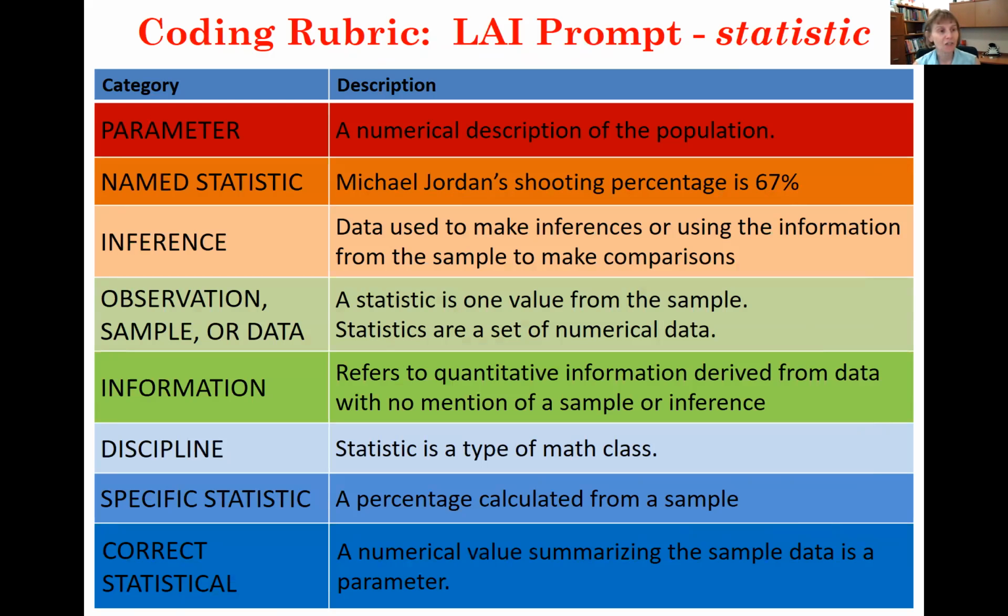Students will define statistics, the discipline. It's the art and science of making meaning from data. Then they'll tell us that a statistic is a piece of information. Again, we've got this category that it's an observation or the sample or the data. There are students who will tell us that a statistic is something we need for inference. They'll name a statistic like Michael Jordan's shooting percentage, and we call that different from being a specific statistic. If they tell us about somebody's batting average, we call that a named statistic. If they're talking about a specific value that came out of a sample, that's where we get to specific statistic. And again, they'll define a parameter instead of a statistic.